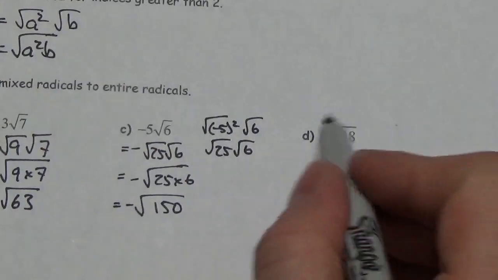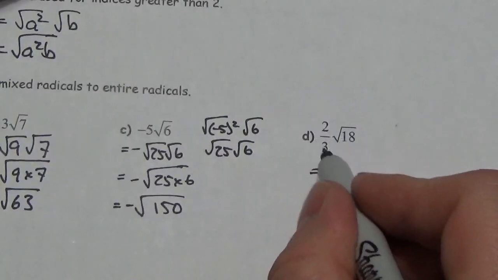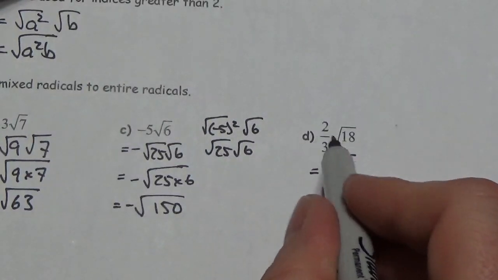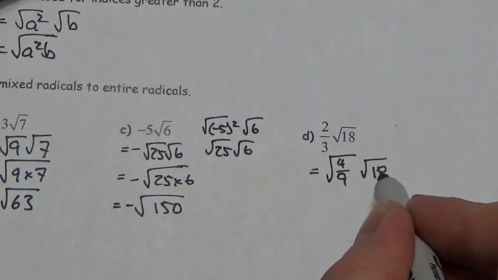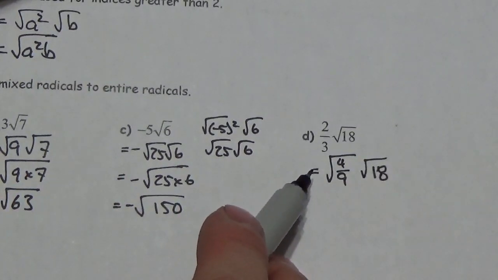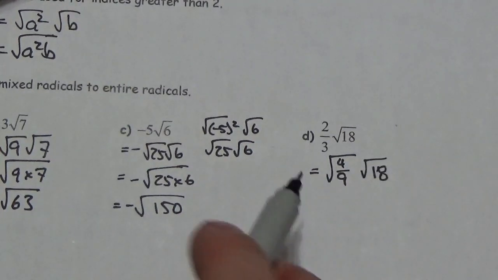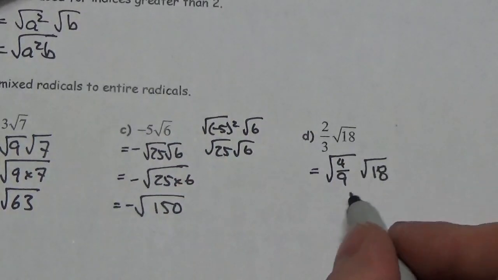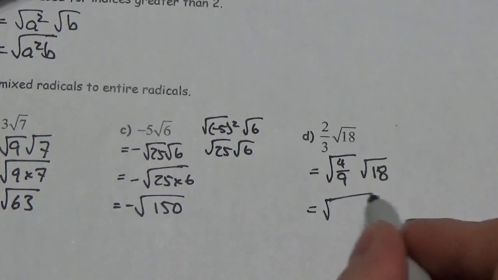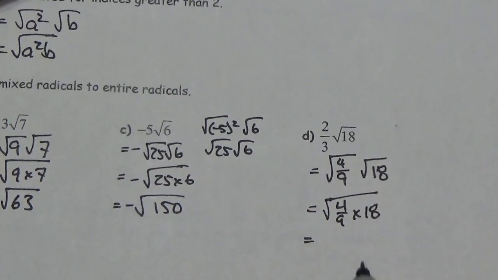And now don't let the fact that there's a fraction there throw you off at all. Okay, 2/3 is going to be the square root of, well, 2 squared is 4, 3 squared is 9. So I just squared the fraction. I just squared the two different parts. I'm writing it as a fraction, but I really did do it separately. Squared the 2, squared the 3. Now, multiply those together. So it's going to be 4/9 multiplied by 18.